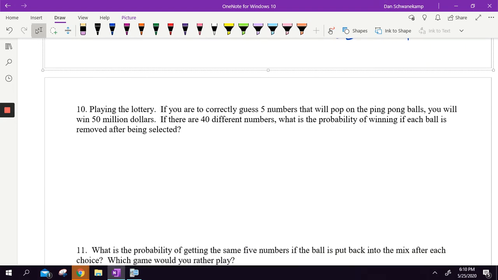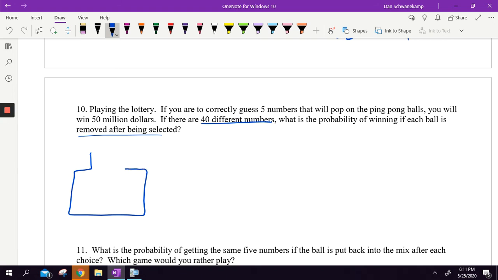Let's talk about playing the lottery. If you are to correctly guess 5 numbers that will pop out of the ping pong balls, you win $50 million. There are 40 different numbers. What is the probability of winning if each ball is removed after it's being selected? So imagine what you got here. You've got the little lottery machine. Oh my gosh, I tried to act like this is good. All right, this is a box full of lottery balls, little ping pong balls. Okay, and they're numbered different things. So this is the number 5, number 6, number 9, 40, 22, and so on.